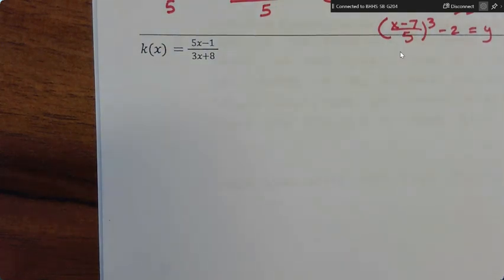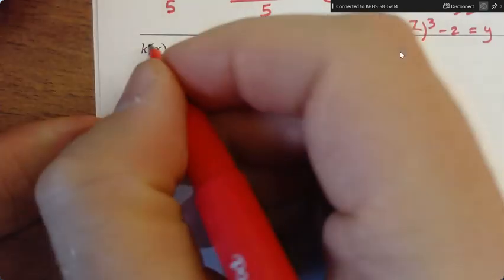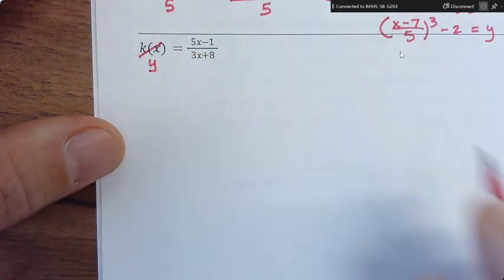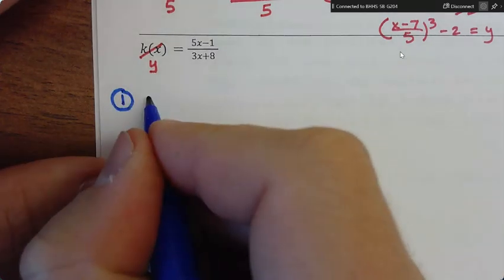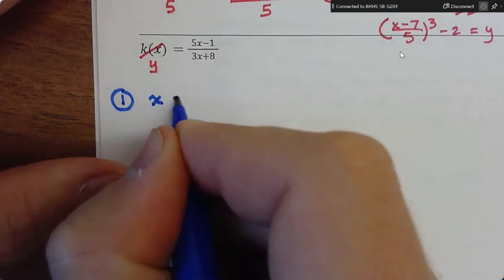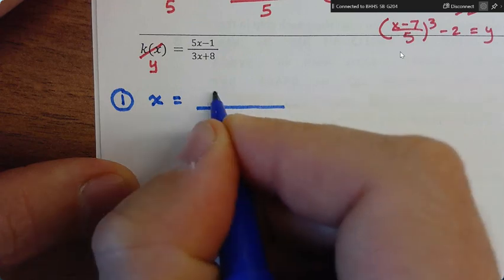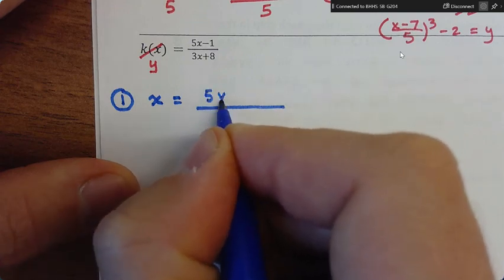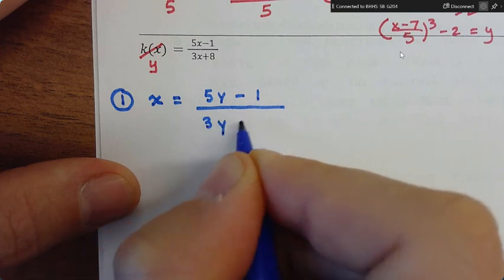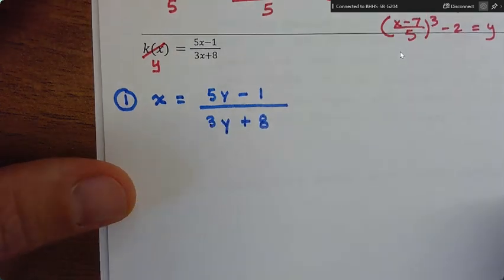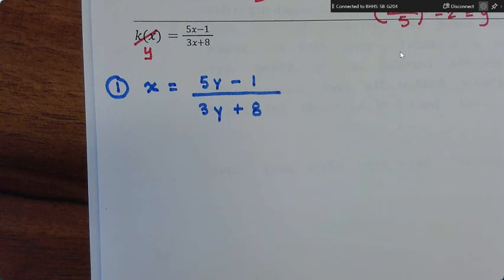Okay, and look what happens. Because there's two x's, do this one in blue. When we switch, we're going to get x is equal to, on the other side, 5y minus 1 over 3y plus 8. So now there's two y's. And that's a problem, because what do we need to do? We need to get y by itself.